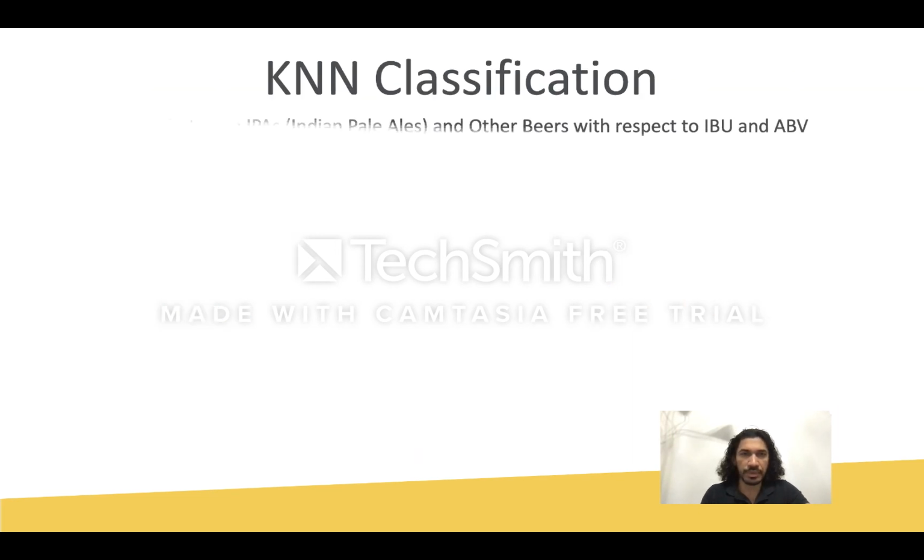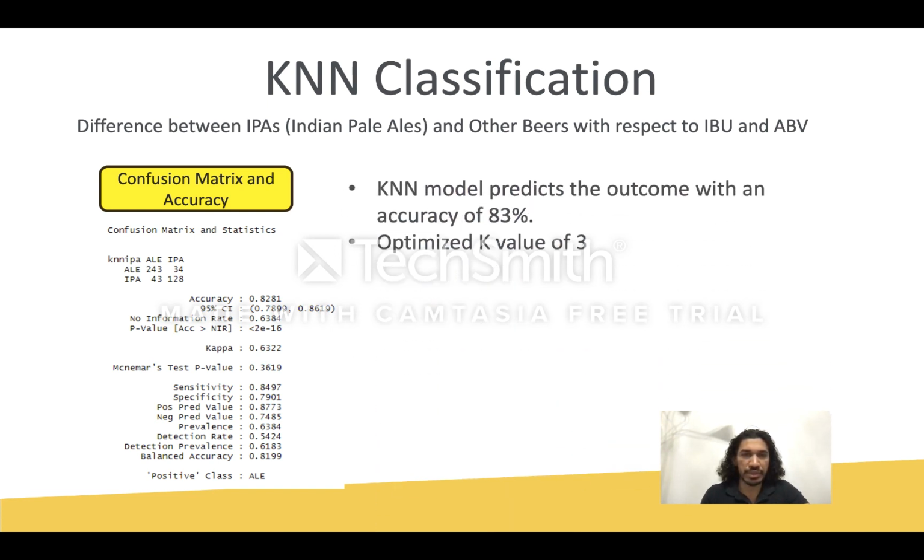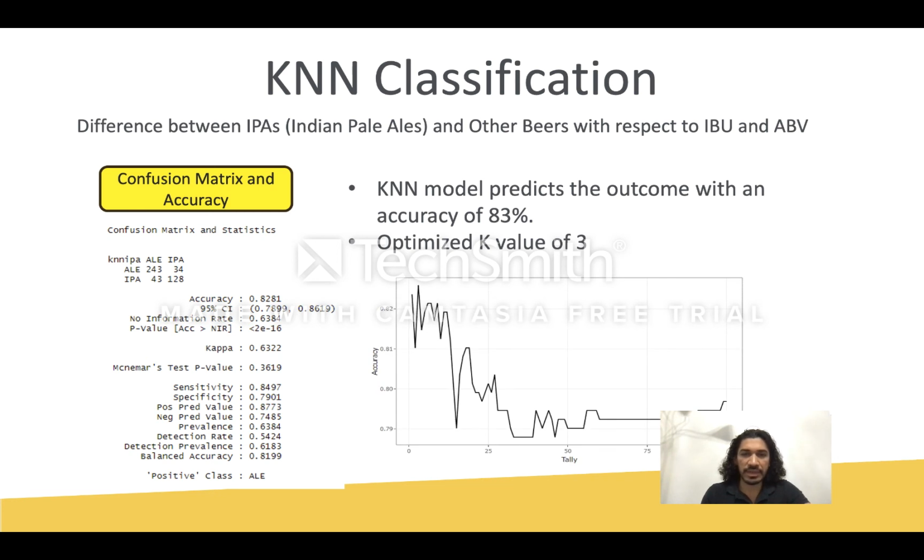Our machine learning KNN classification was pretty good at predicting the type of beer, and our accuracy is 83%, which we think is pretty good for this model. We did the classification using our optimum k value of 3. How did we get that k value? We did 100 iterations, and we got the k value to be 3.